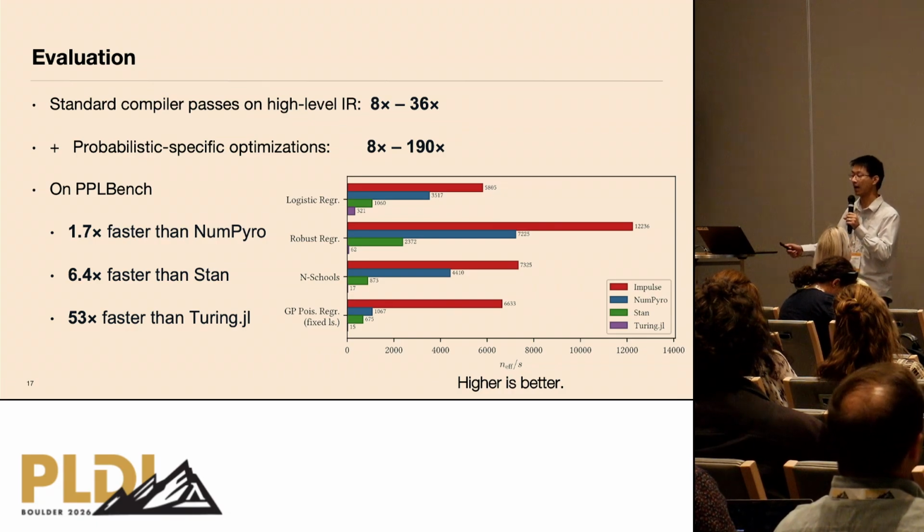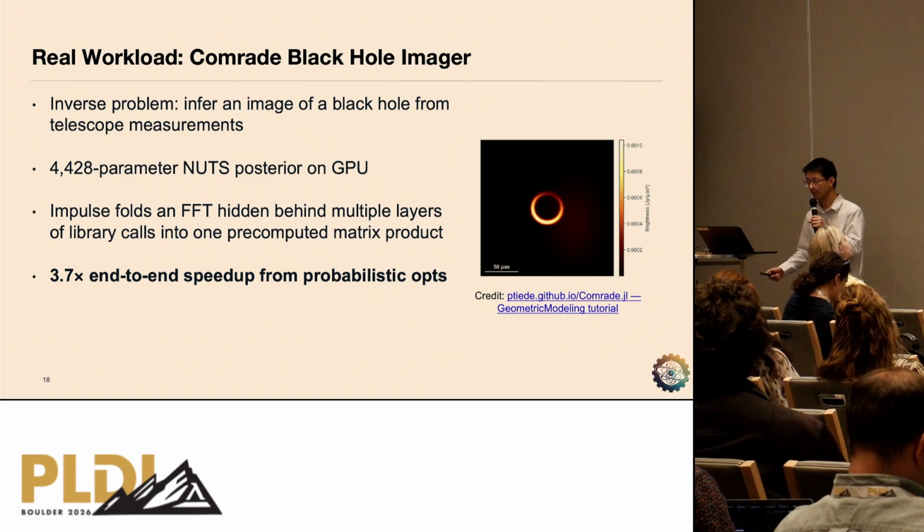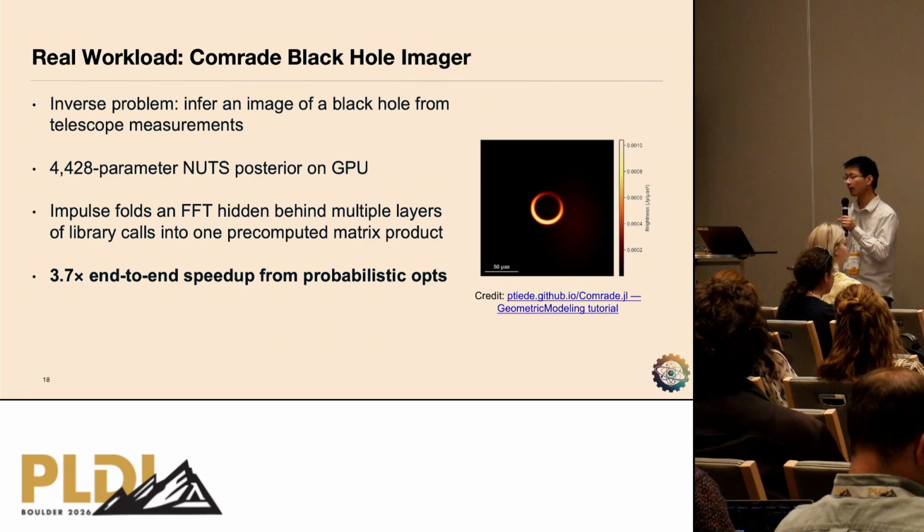and we are faster than Stan, which is very popular in the community, and we can also outperform Turing.jl. And we also apply this framework to a real astronomy workload that infers an image of a black hole from telescope measurements.